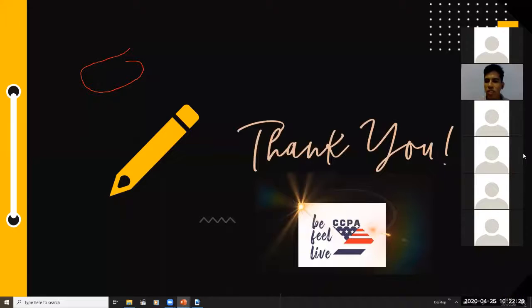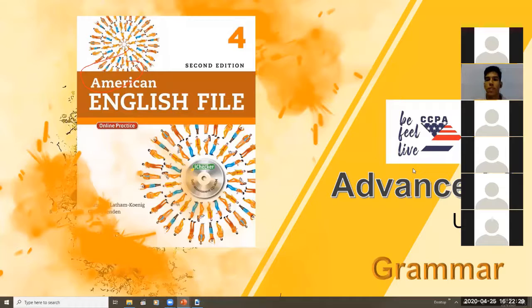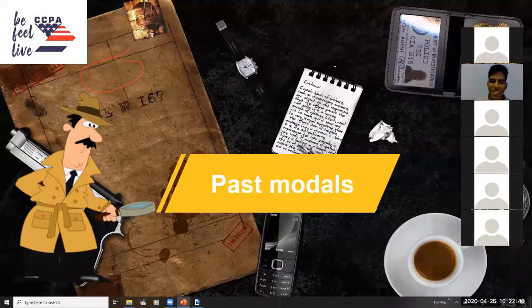Let's go to the next part of our class, which is the grammar part. We finished with the vocabulary. For further practice, you can go to your book on page 67. It is page 67 of your books. Very often confused. All right, are you ready for the grammar part? Let's go to it. Today we're going to learn about past modals of speculation.